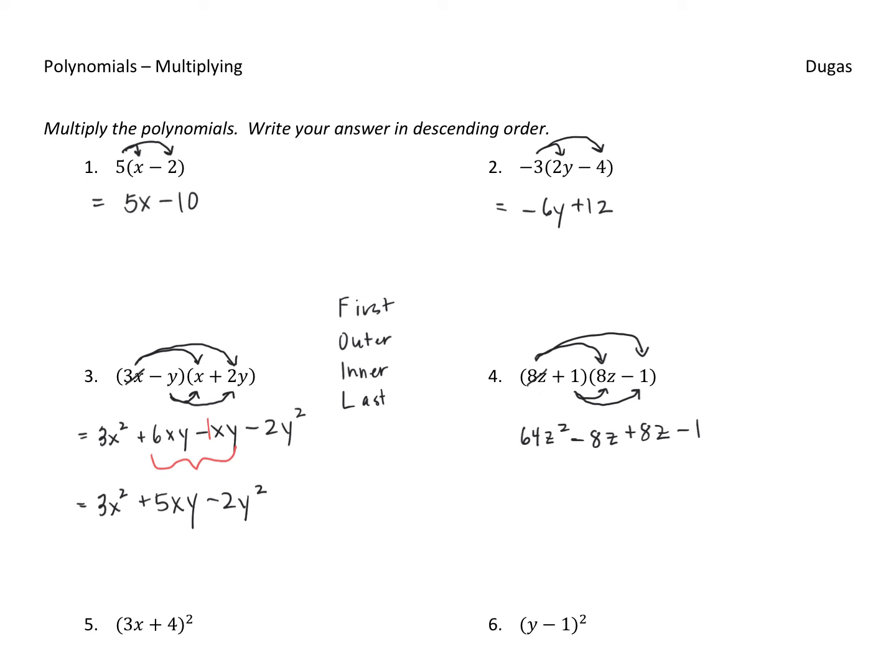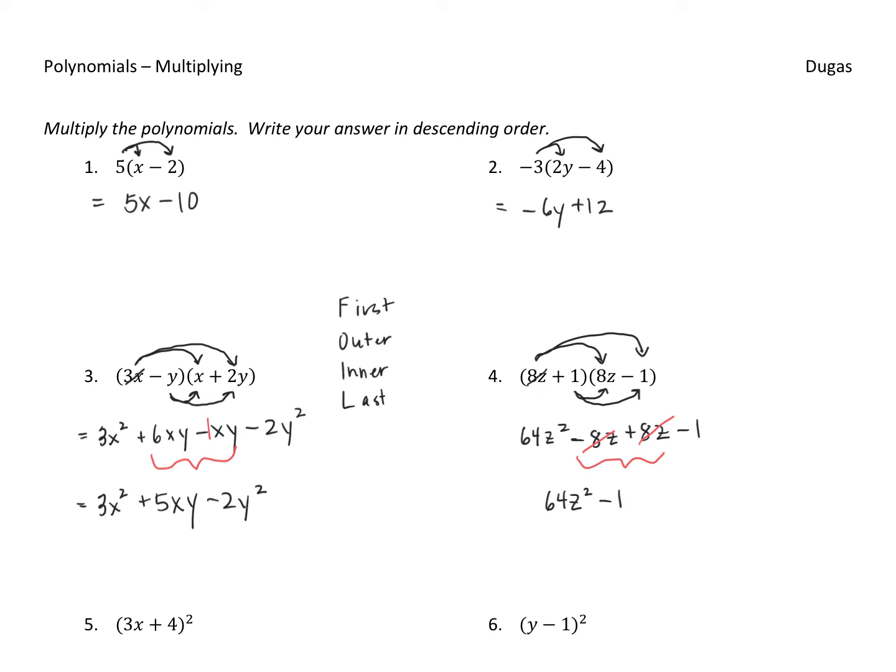So I want to look for like terms. Again, my middle 2 terms are like terms. They both have z. Notice that they are opposites. I have a negative 8z plus 8z. Those are going to zero out. So those cancel and are gone. So now I just have 64z squared minus 1. These are called conjugates, these 2 factors, 8z plus 1 times 8z minus 1.